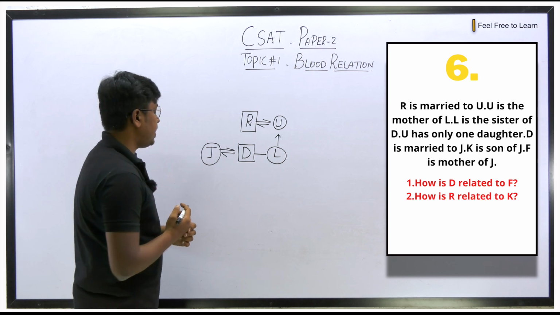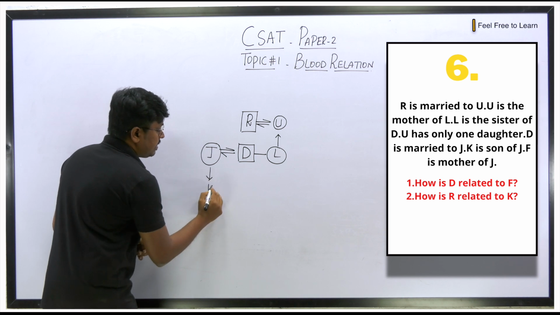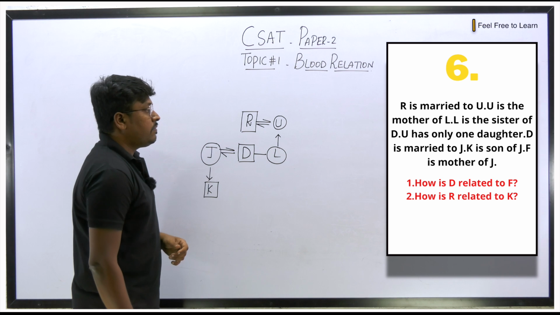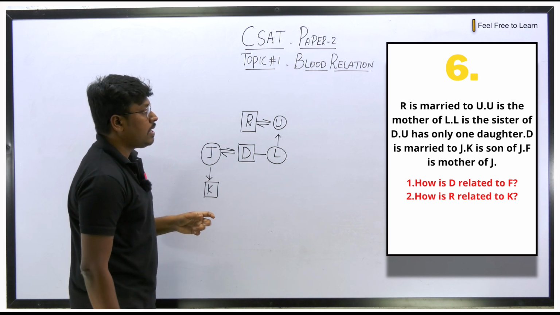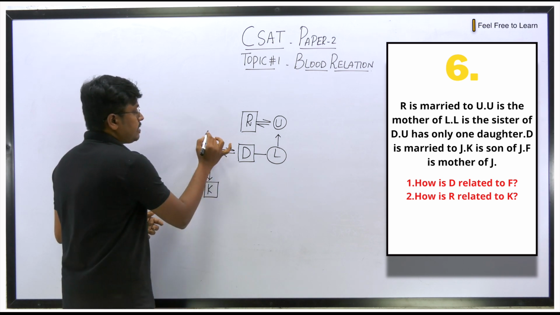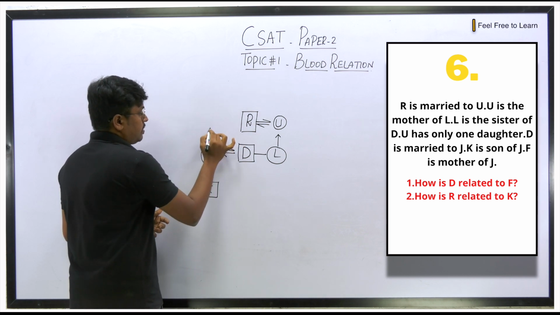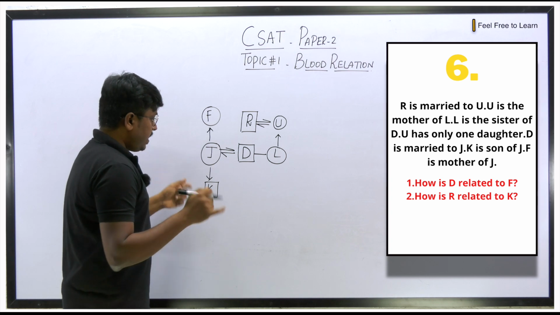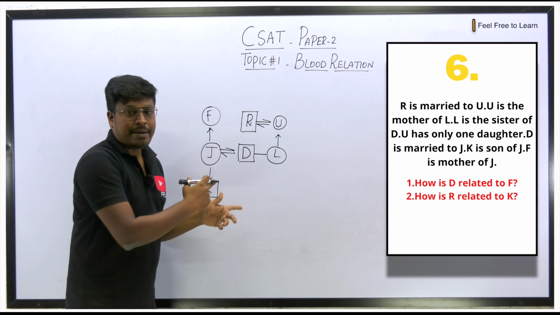K is the son of J. So J's son is K because of son, male person. So F is mother of J. So J's mother is F. Okay, so J's mother is F. So J is calling F a mother. Got it? That's it.